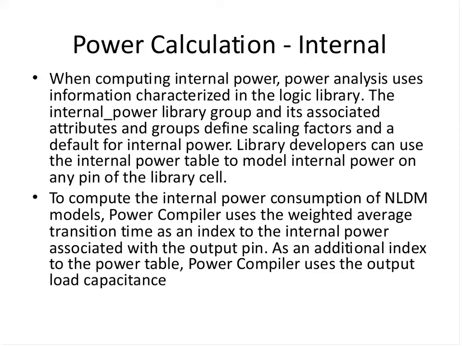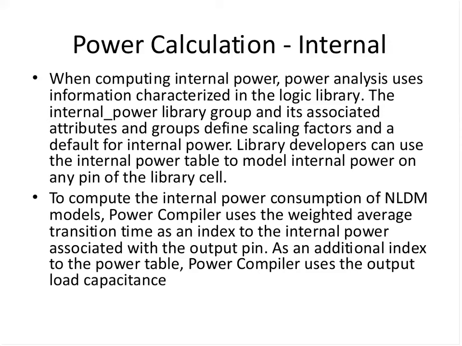Internal to the cell but counting the capacitance that is implicitly built into the gate at the output, right? So the output is connected to the combined drains, so that capacitance is also included, right? Plus the short circuit current. So here the internal power refers to the power that is completely internal to a cell, which includes the short circuit power plus the internal capacitance, but not the load capacitance, the extra load that is applied, not the fan out load, right? So when computing internal power, it uses the information characterizing the logic library. The attribute is called internal power.